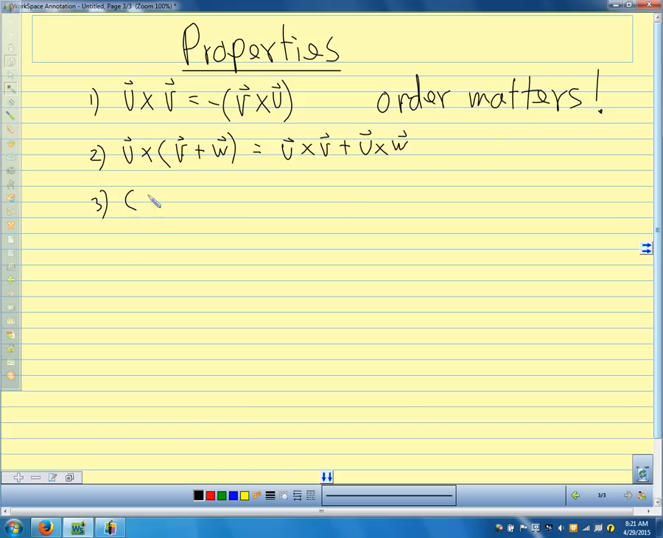We can multiply a cross product by a scalar. And that's the same as multiplying either of the vectors by the scalar and then doing the cross product.